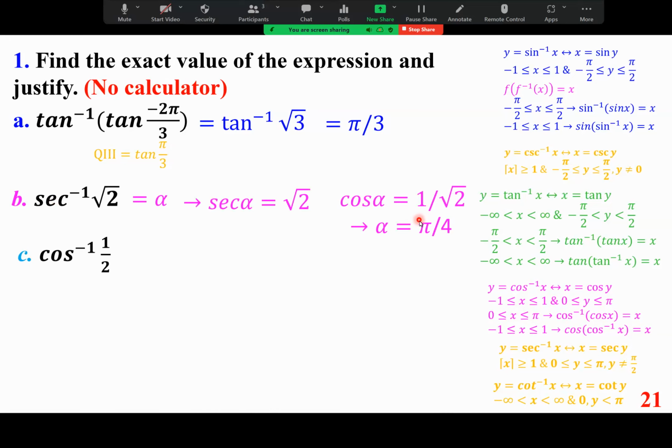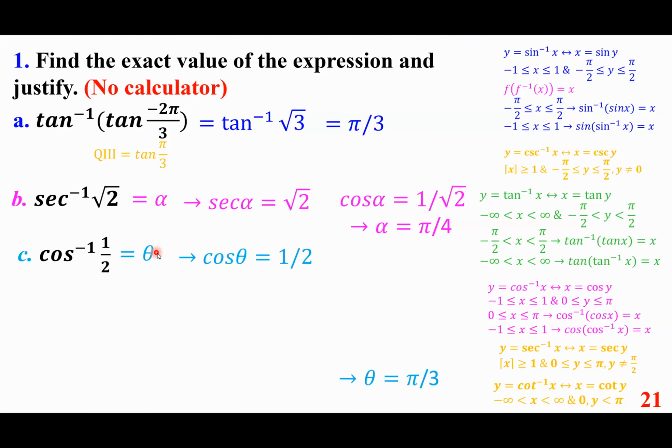Cosine inverse of 1/2. Again, we set it equal to something. And since I don't want to repeat the alpha, although I can, it's a different part, I'm going to say theta. By definition, cosine theta is 1/2. And as you know, cosine theta is 1/2 means theta is pi over 3. Again, knowing the common arcs.